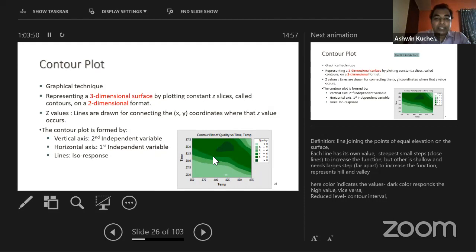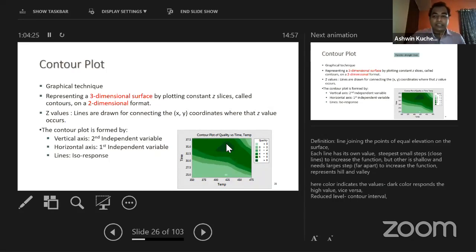So there are different types to interpret these contour plots. Each line has different values, and the distance you see is called the reduced level distance, and that is called the contour interval. So this is very low, so the steps or runs that can be used to increase the function will be fewer. But if you consider the center circle and this line, these are far apart. So if you want to reach here, you need to do more experiments to reach this line.